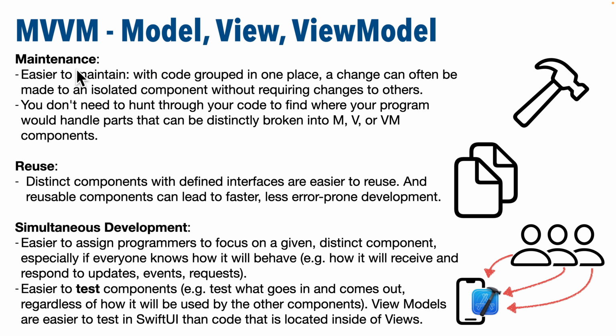Now, why bother with all this? Well, one reason is maintenance. Code that is logically grouped is easier to understand and maintain. A change can often be made in an isolated component without requiring changes to all others. You don't need to hunt through your code to find where your program would handle parts that are distinctly broken out into M, V, or VM components.